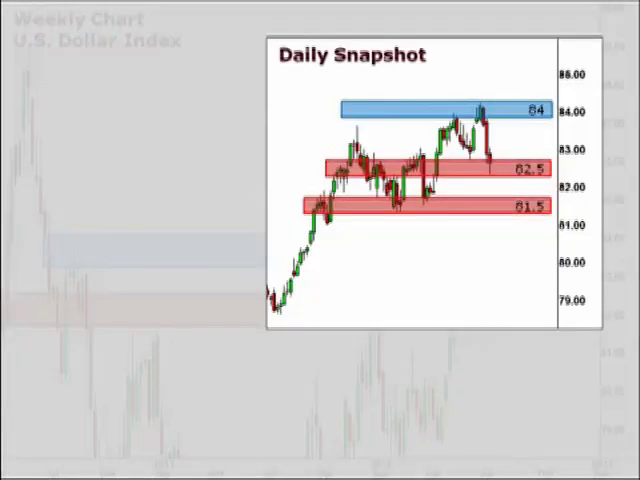Let's take a quick look at the daily chart. The daily chart reflects the multi-day sell-off for the U.S. dollar last week and the importance of 82.5 as support. If 82.5 fails to hold, the next major support level lies down at the 81.5 focal zone.